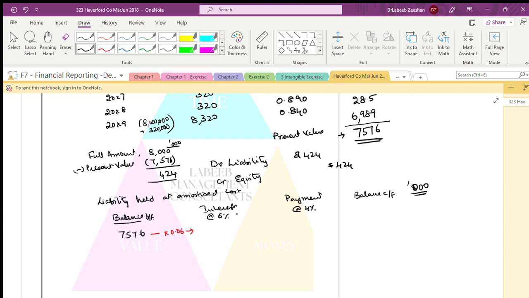7576 into 0.06 comes to 455. How much is the coupon? It is 4% on 8 million. 4% on 8 million comes to 320. Again I will do the same thing: column 1, column 2, column 3, column 4 equals column 2 minus column 3. It comes to 135.